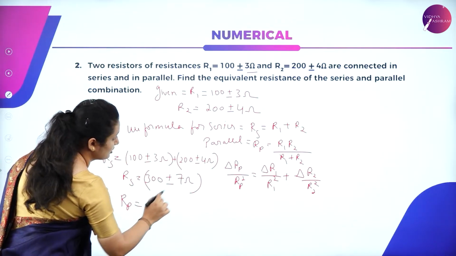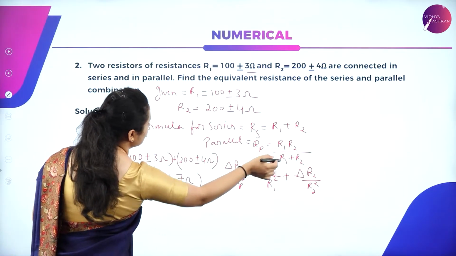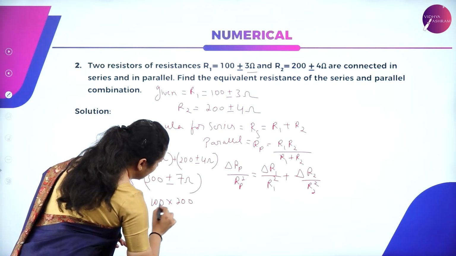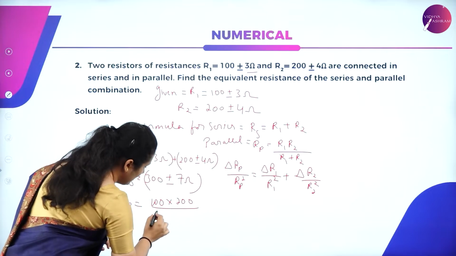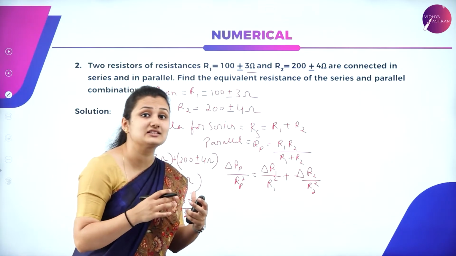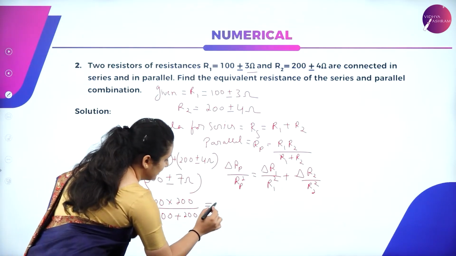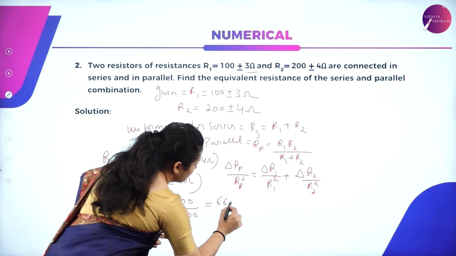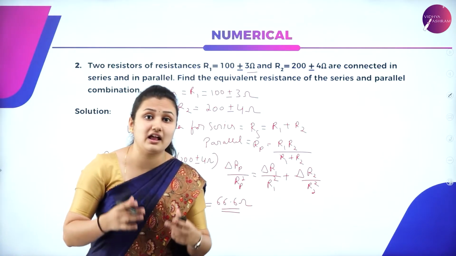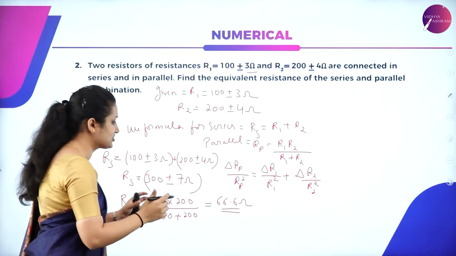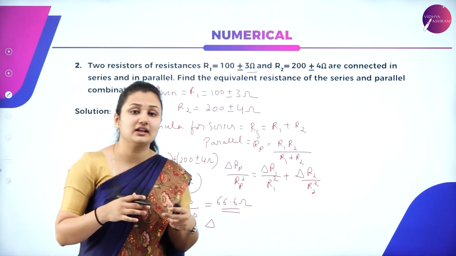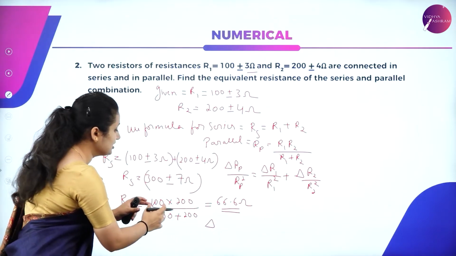So Rp is equal to R1 R2 by R1 plus R2. R1 R2 is 100 into 200 divided by R1 plus R2, which is again 100 plus 200. This is just to find out equivalent resistance in parallel. So the answer you will get, you can check it with your calculators. It is 66.6 ohm. Now to find out with error in equivalent resistance in parallel combination, we introduce a term delta.